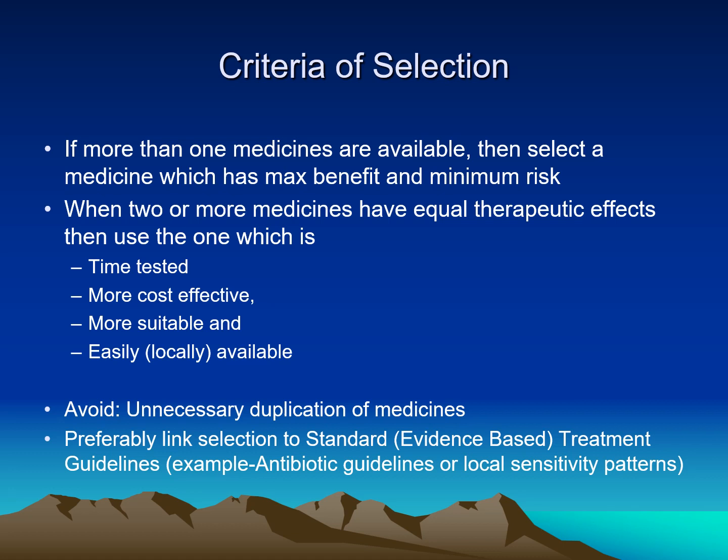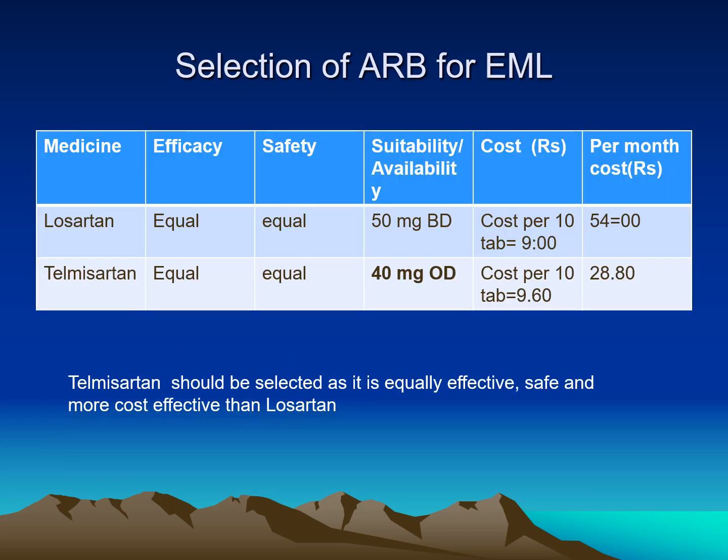One must avoid unnecessary duplication of medicines, and preferably the essential medicine list should be linked with standard treatment guidelines, because standard treatment guidelines provide evidence in favor of the use of a drug. Now I'll give two or three examples of how a drug can be selected.